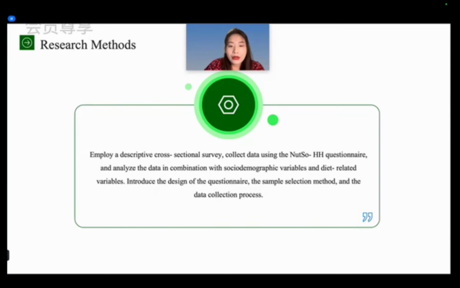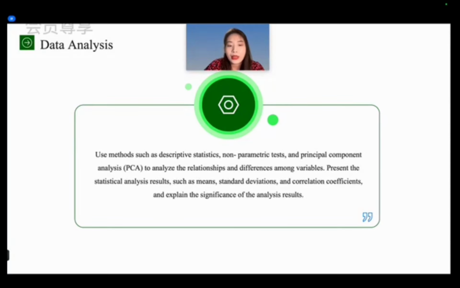Research methods. They did a survey. They used the NUTSO questionnaire. The questionnaire asked about many things like people's personal information, eating habits, and how they felt about sustainability.